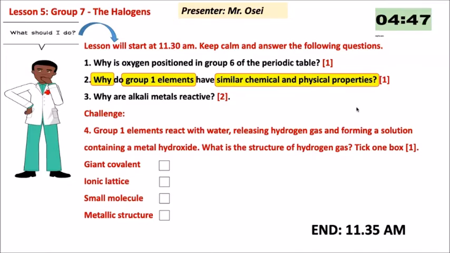Hello, year 9. Today's lesson is on group 7, the halogens. If you can make a start on the questions you can see right now. When it's time, we'll continue.